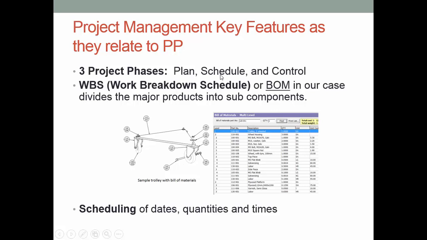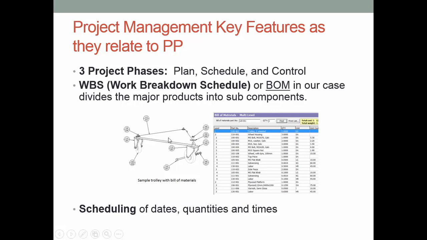We do a lot of planning, we do a great deal of scheduling within that, and of course the control functions. Within the chapter, it talks about the concept of a work breakdown schedule because it's dealing with process planning in relation to project management. But of course, in our case, we're going to be dealing with the bill of materials, which is basically the same thing as a work breakdown structure.